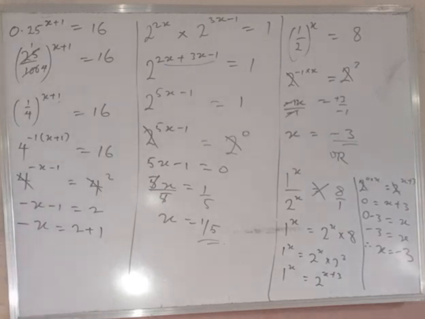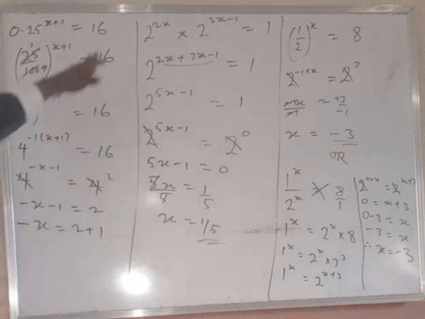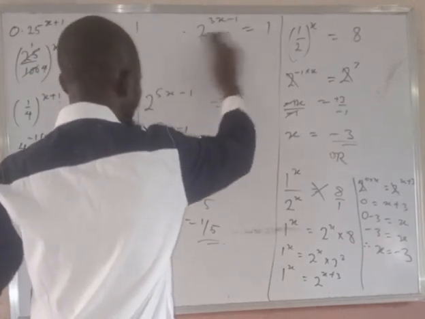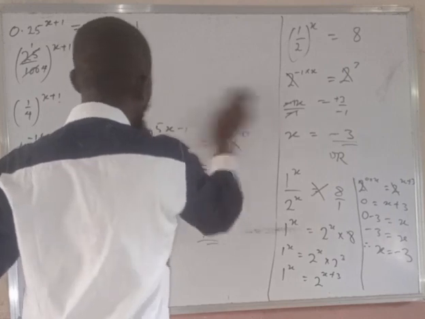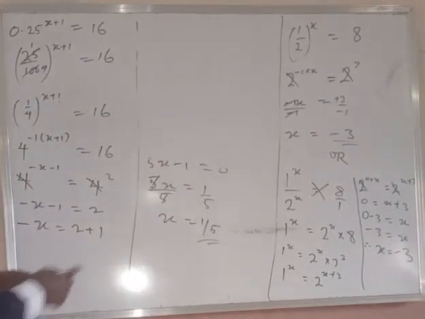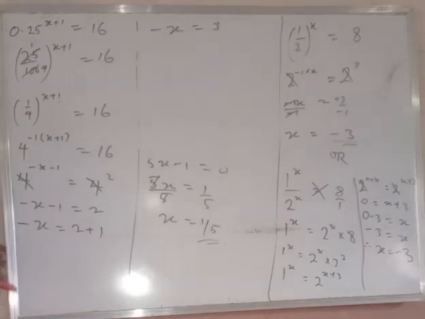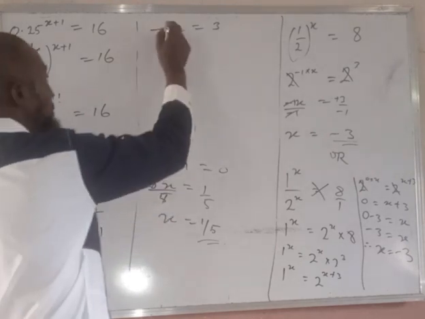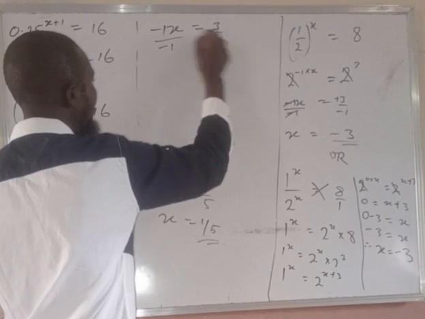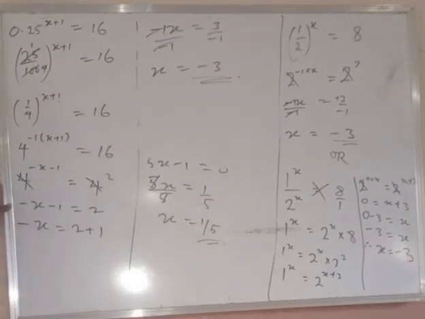Now, to continue, minus x is 2 plus 1. So minus x is equal to 3. To get my x, I can say this is minus 1 times x, then you divide by minus 1 on both sides. And x gives minus 3. I hope that is clear.